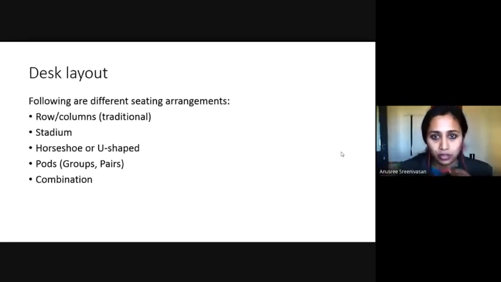And then let us look at some of the desk layouts, some of the seating arrangements that are normally used in language classrooms. So you have the traditional row and column method. In all the schools, as we know, we have this method, straight rows or columns. And then the stadium method, horseshoe or U-shaped layout, otherwise spots or groups, or else combinations. So let us look at them one by one.